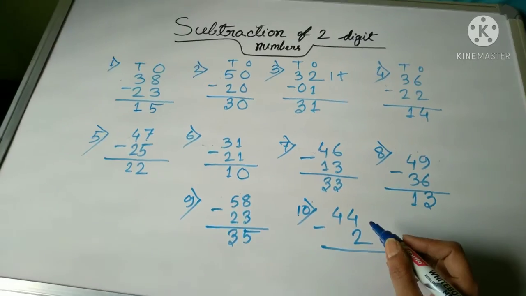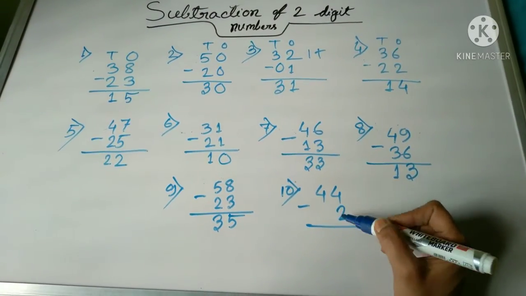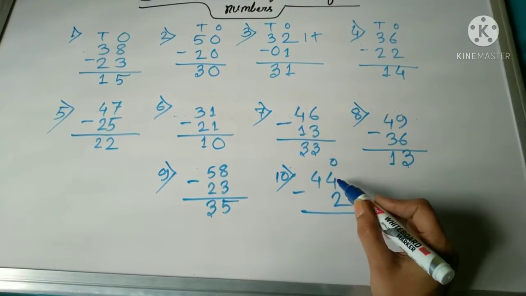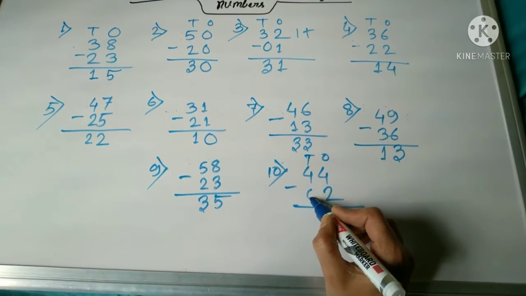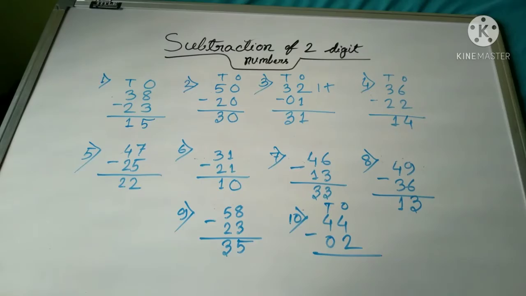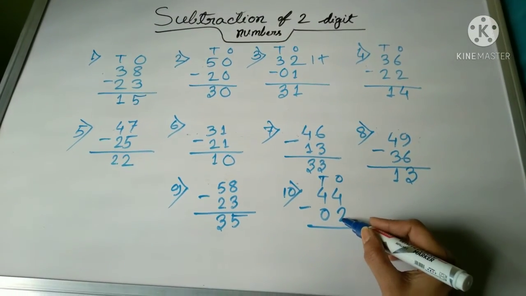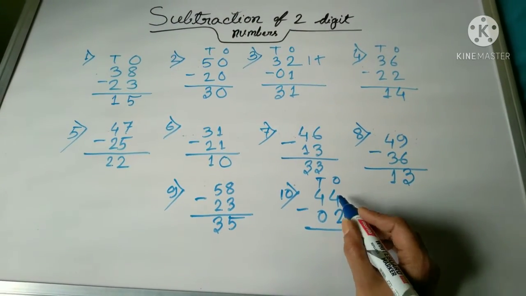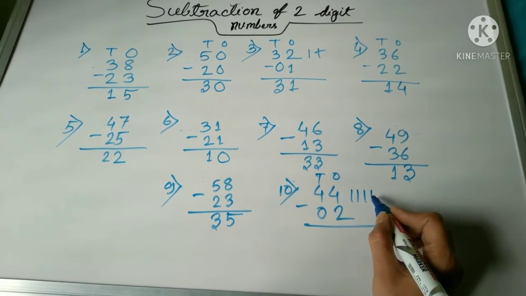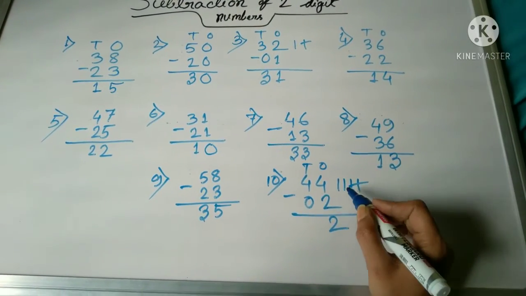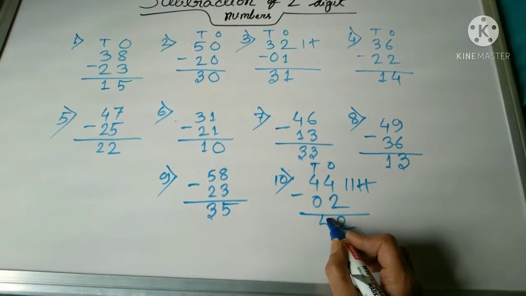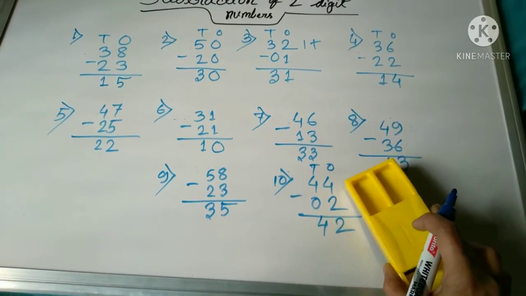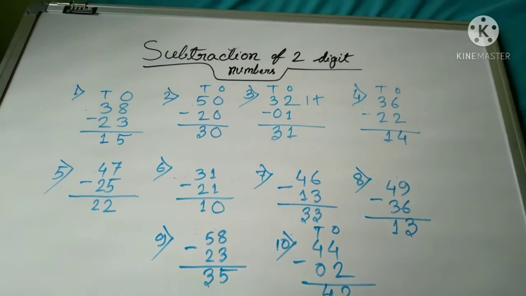Here now see, ones place 4 by 2, tens place only 4. Nothing means 0. 4 minus 2: 1, 2, 3, 4, 2. Here 4 minus 0 is 4. Okay.